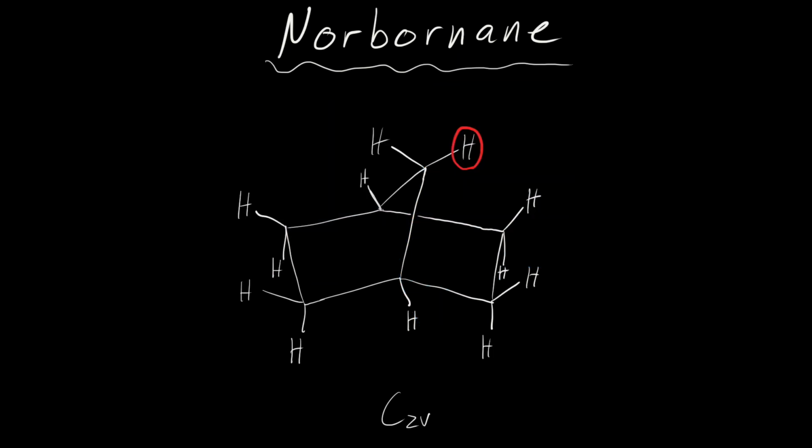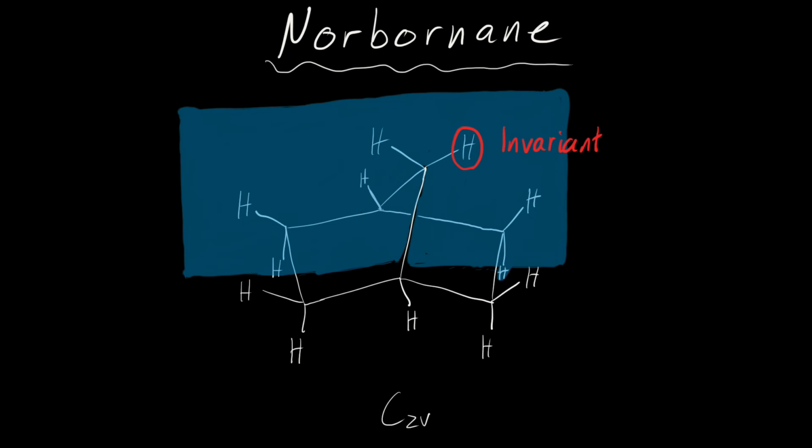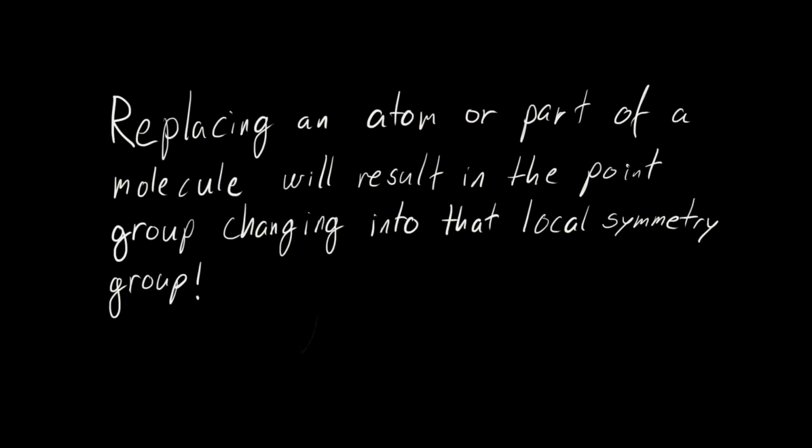Now let's look at one of the hydrogens connected to it. Then the C2 axis would move the hydrogen to the other side, so it's not invariant. The same goes for the mirror plane between the two hydrogens. However, the mirror plane bisecting the two hydrogens on top does not move the hydrogen, so the hydrogen has a local symmetry group of Cs. Now the interesting part of local symmetry is that if you substitute that part of the molecule with something completely different, the molecule's point group becomes that local symmetry group.